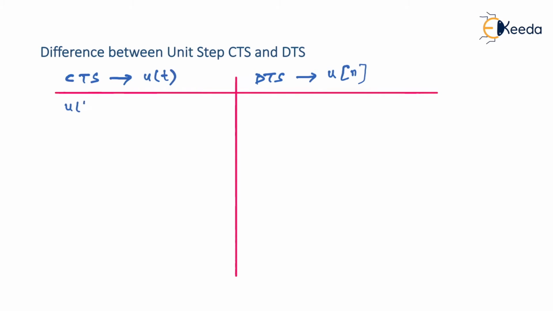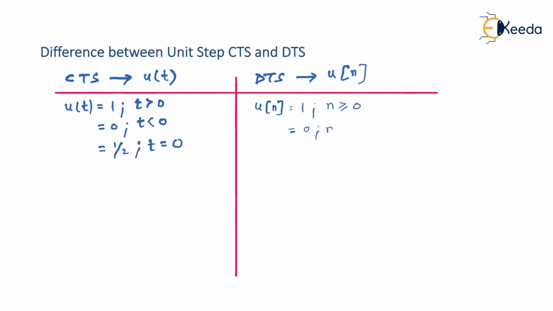Next, when we describe u of t mathematically, we write it like this. u of t is always 1 for t greater than 0. It is equal to 0 at t less than 0, and it is equal to half at t equal to 0. We know that at t equal to 0 there is a point of discontinuity. So we write u of t equal to half at t equal to 0 by using the Gibbs phenomenon. Whereas in discrete time signal, we describe u of n simply. u of n is always 1 for n greater than or equal to 0, and it is equal to 0 when n is less than 0.